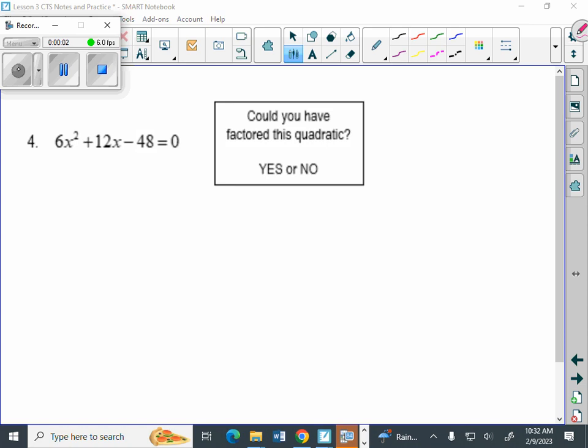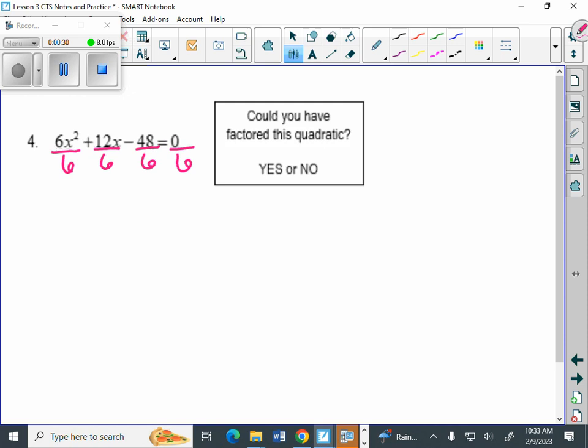Problem number 4. We're completing the square, and we have a number in front of the x squared term. So we need to deal with that number in front of the x squared term before we can complete the square. And that requires us to divide by 6, divide by 6, divide by 6, divide by 6. Completing the square, the process, we have to have 1x squared.